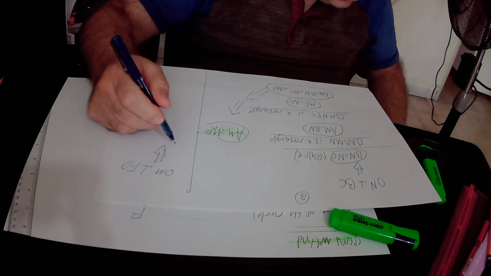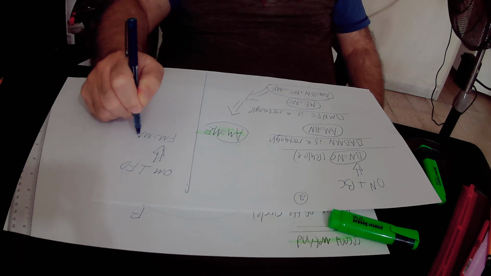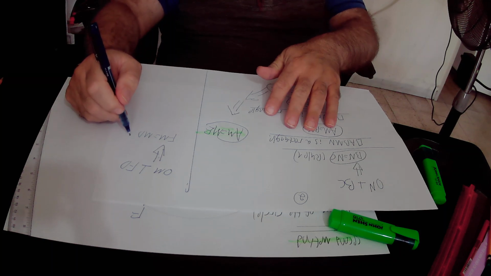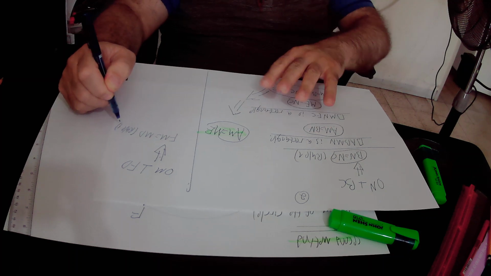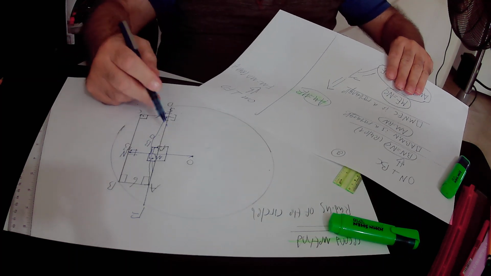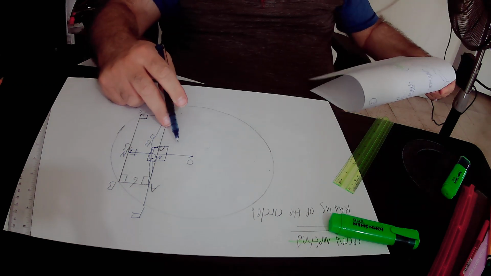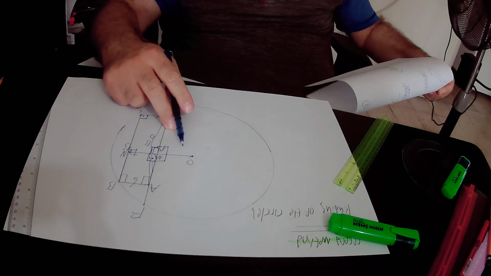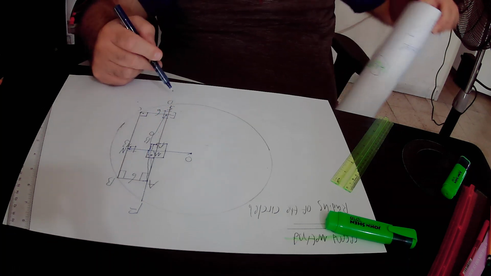Okay, FM equals MD according to rule number 1. So again, FM equals MD according to rule number 1 because OM, the perpendicular from the center of the circle, bisects FD. Therefore, FM equals MD.